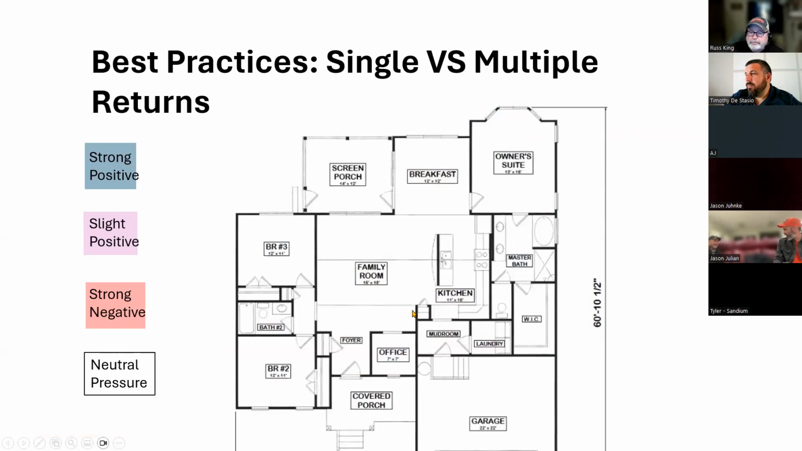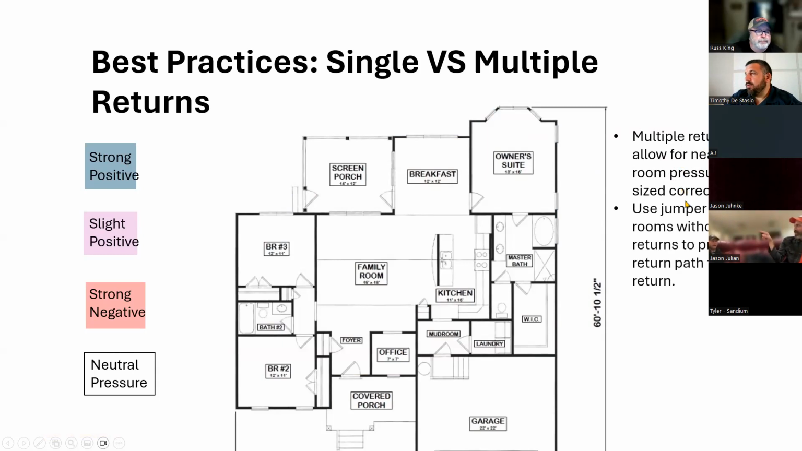That's not desirable. So the next option is multiple returns. It allows for almost a neutral pressure within the rooms if they're used correctly. And then we can use jumper ducts in rooms without returns to provide sort of a passive return path. So let's look at that. We've got multiple returns, one return in each room, multiple in the house.